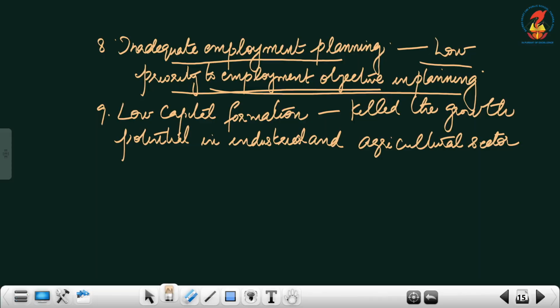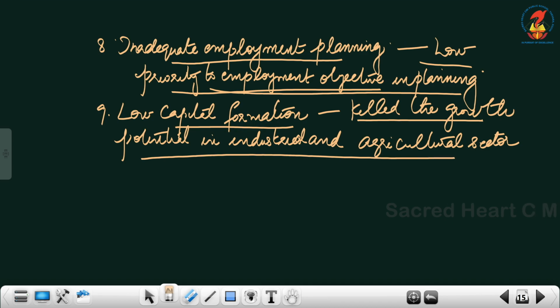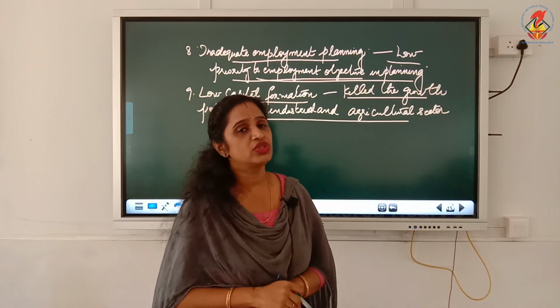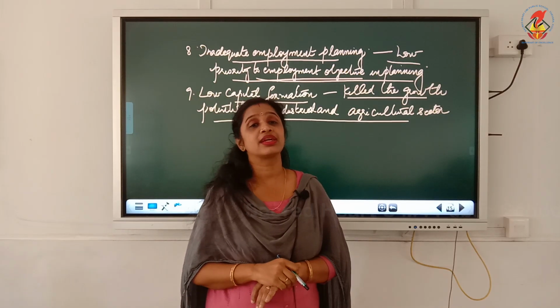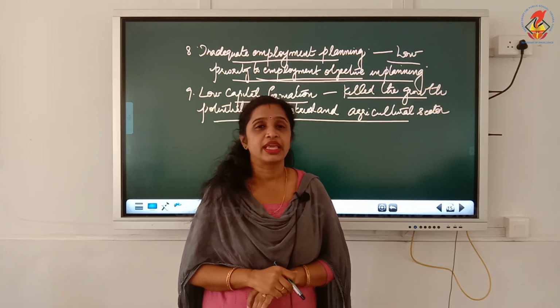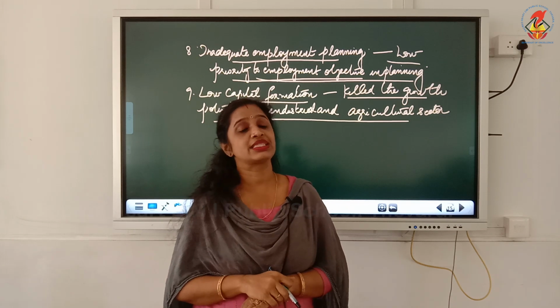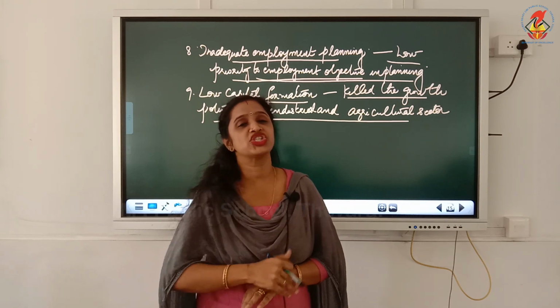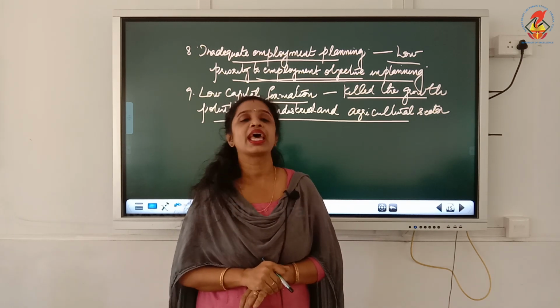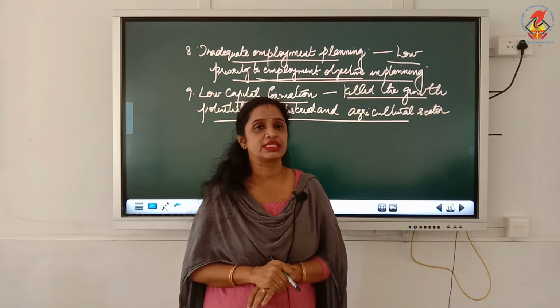Next one is low capital formation. Low capital formation has killed the potential in the industrial and agricultural sector. You know that both industrial and agricultural sector needs capital for its functioning. So, low capital formation has thus killed the growing potential of industrial sector as well as the agricultural sector.